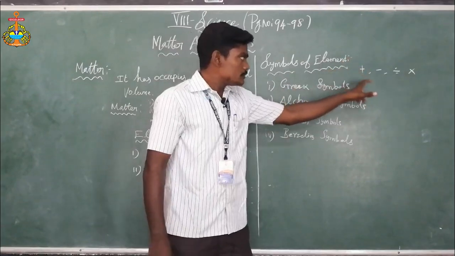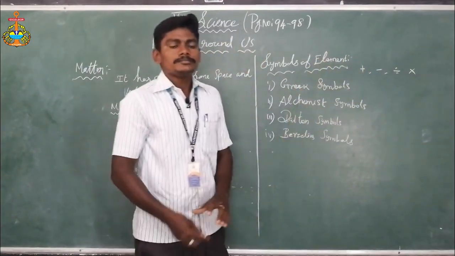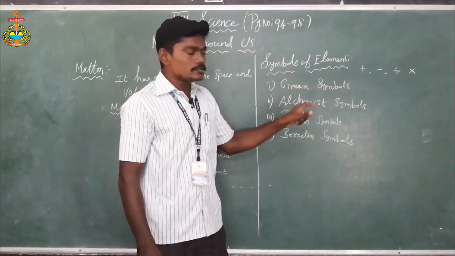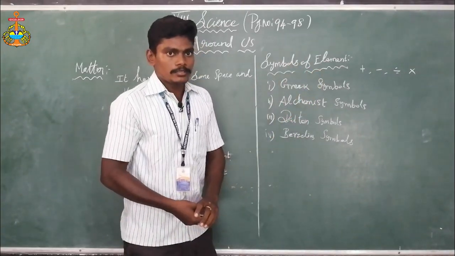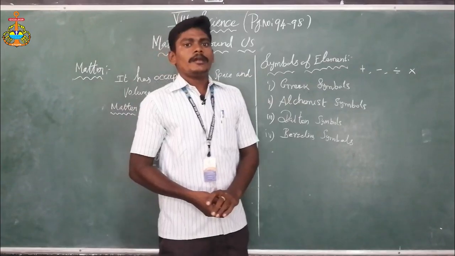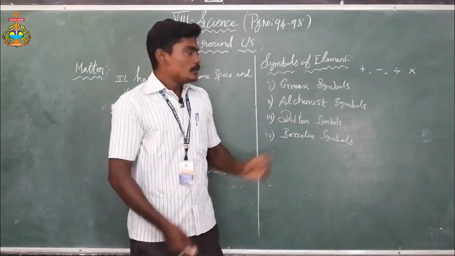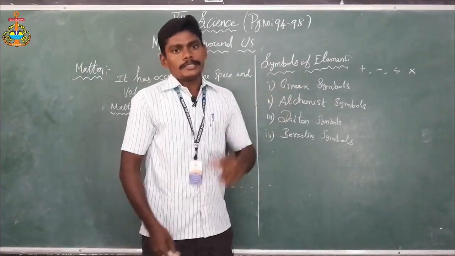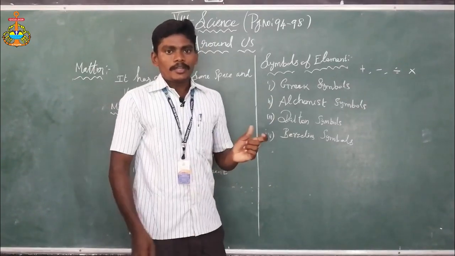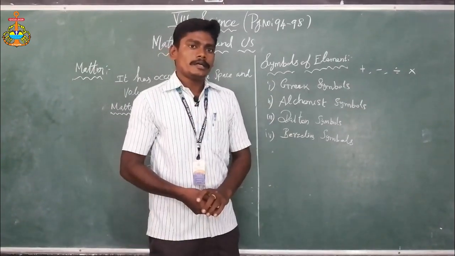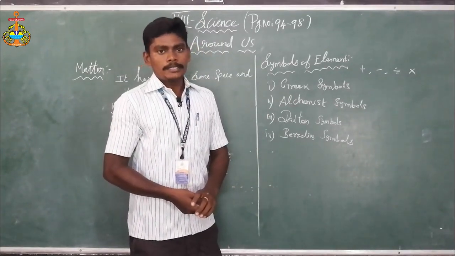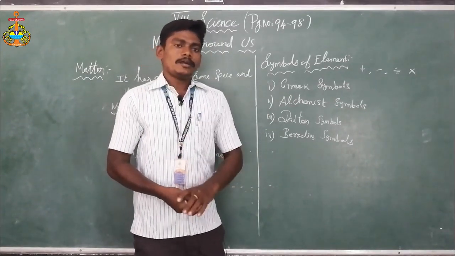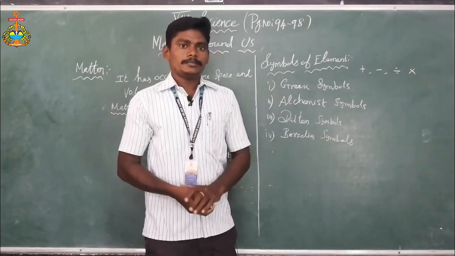So it denotes some meaning or some value from your mathematical rules. In this way, in chemistry, a symbol denotes the elements. The elements used in the world are represented in a shortened form called a symbol.